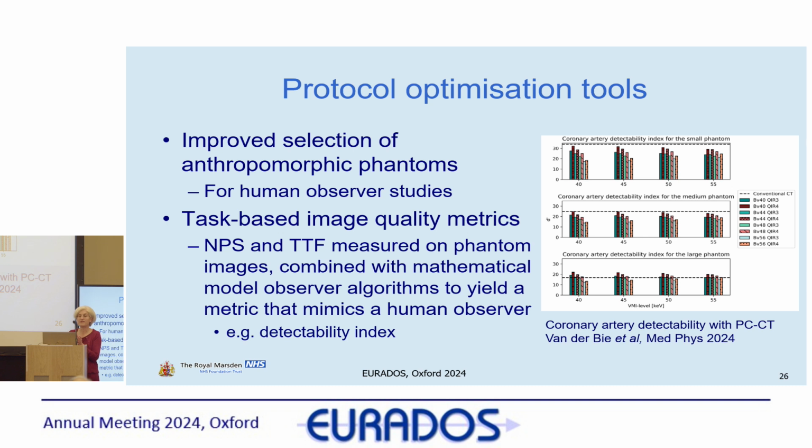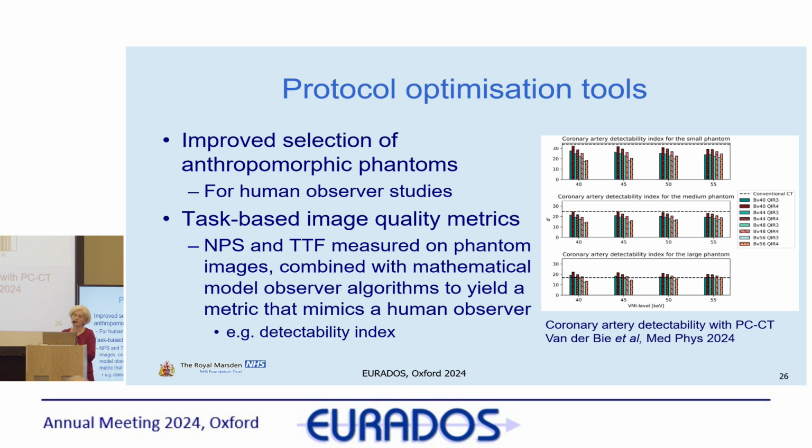We also need and have better protocol optimization tools. So we have improved selection of anthropomorphic phantoms. Some people print their own using 3D printers, and we use these now for quick and dirty human observer studies when we're trying to set up a new scan protocol.